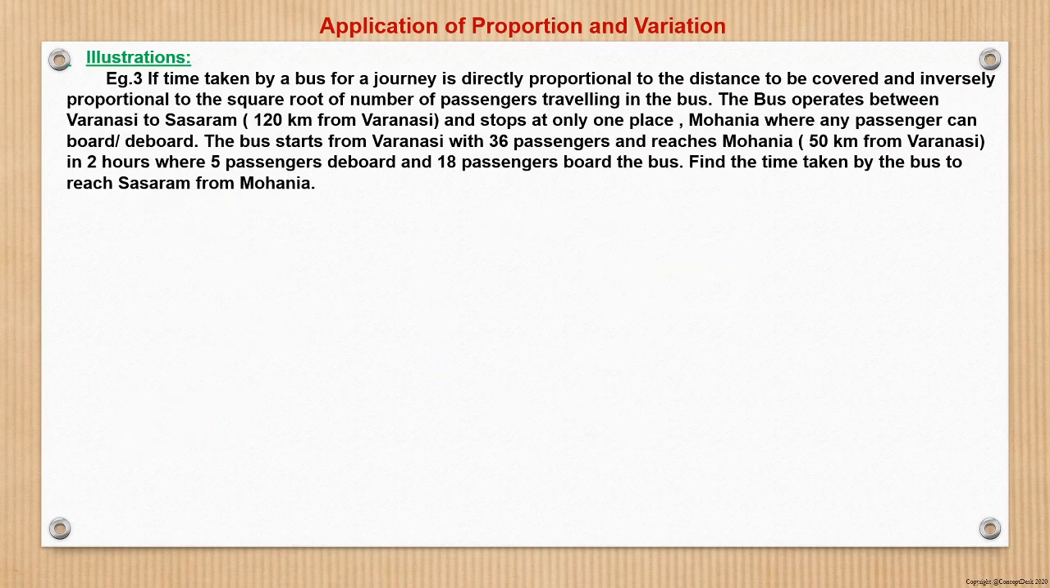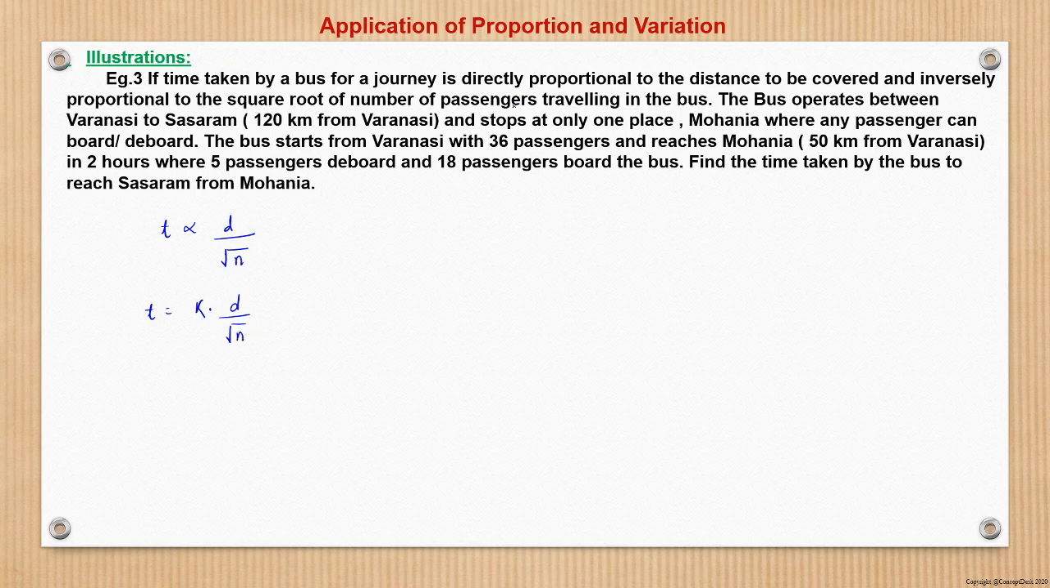Now another question: the time taken by a bus for a journey is directly proportional to the distance to be covered and inversely proportional to the square root of the number of passengers traveling in the bus. So time is proportional to the distance to be covered, that is d, and inversely proportional to the square root of the number of passengers traveling. Let the number of passengers be n, so square root of n. This is the general form. We can write t is equal to some constant k times d by root n.